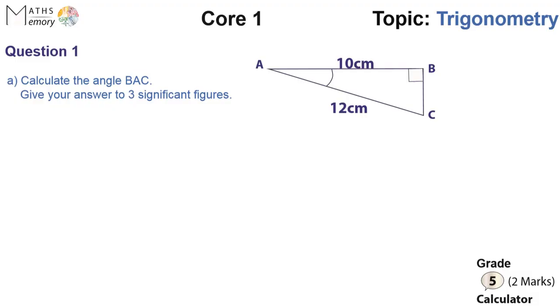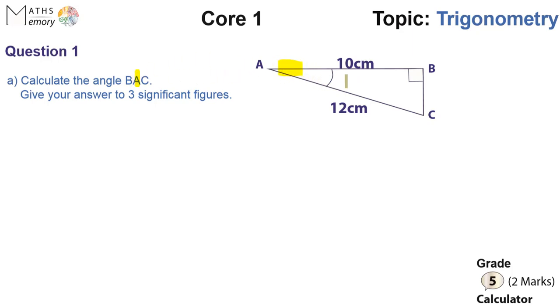Question 1, core 1. Press pause, write this triangle down, try to find angle BAC. Press play when you're done. So this is a typical kind of trigonometry question over here. We need to find out angle BAC. So BAC is this angle over here. It's always the one in the middle, remember.